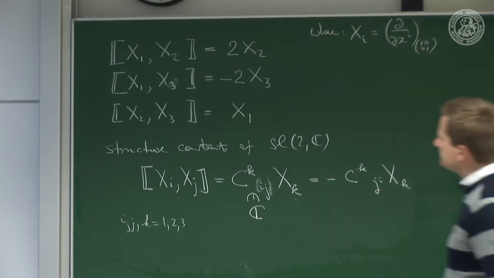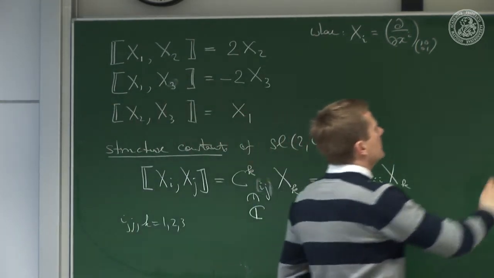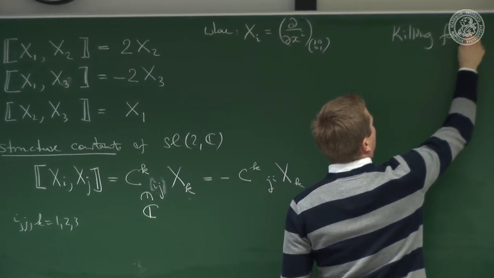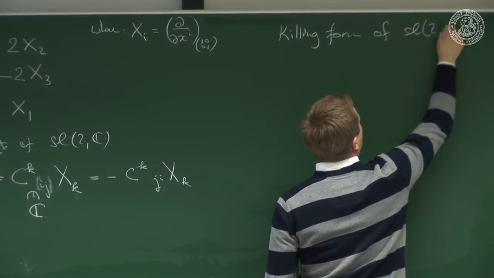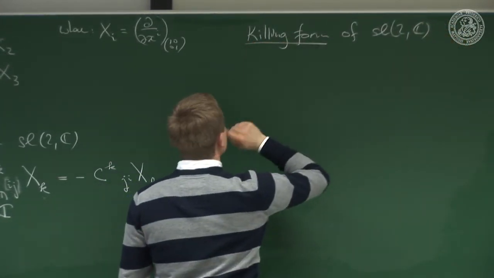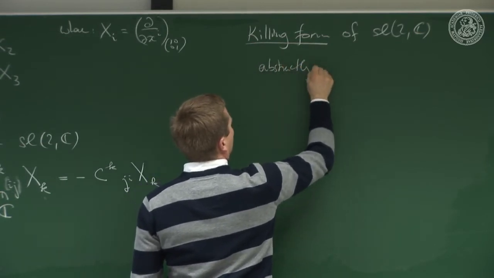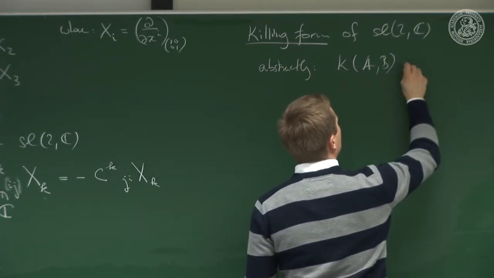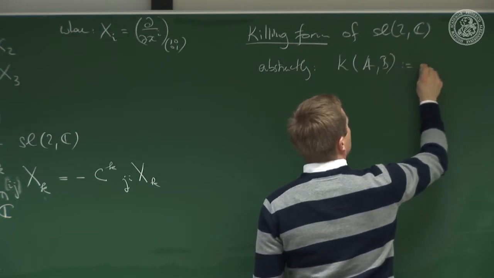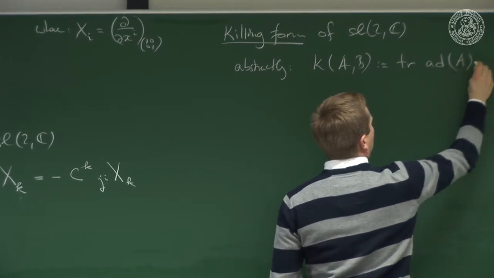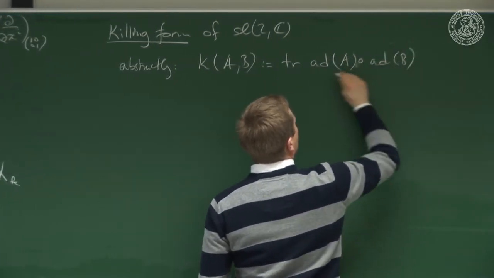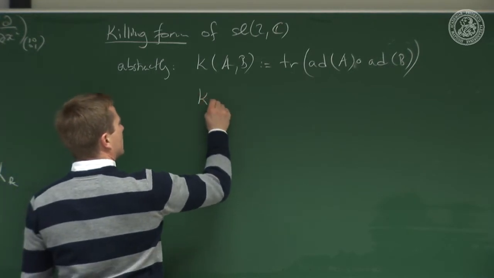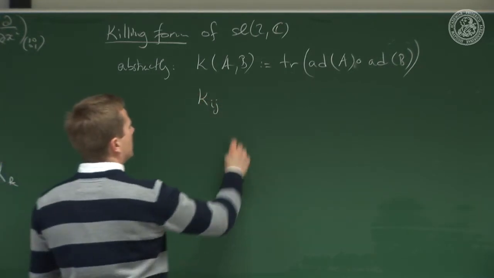Those are the structure constants, and so we saw that there's an important object called the Killing form of a Lie algebra, in this case of SL2, C. That guy was abstractly given by k of A and B, being elements in the tangent space at the identity in this case, and that was given as the trace of the adjoint of A composed with the adjoint of B. But now, since we're dealing here anyway with a particular basis, we can also represent the components of the Killing form. We calculated that last time, I think.